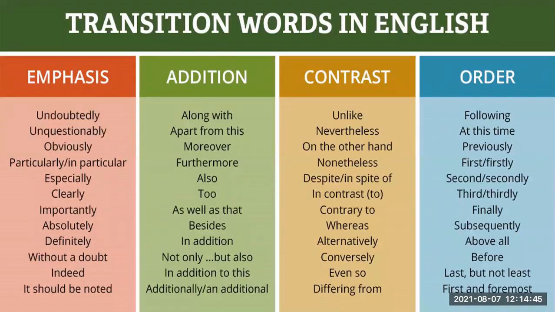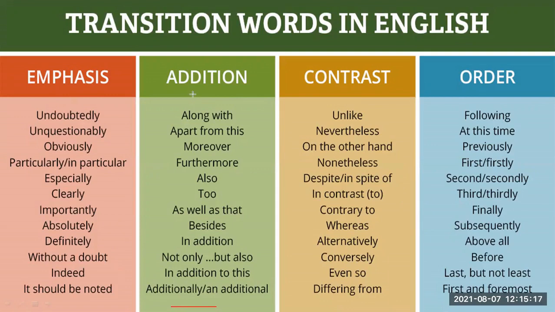Some of the transition words in English, if you want to show emphasis, you can use words like undoubtedly, unquestionably, obviously, particularly, in particular, especially, clearly, importantly, absolutely, definitely, without a doubt, indeed. All right? These are transition words that you can use. Then it should be noted, these are transition words that can be used.